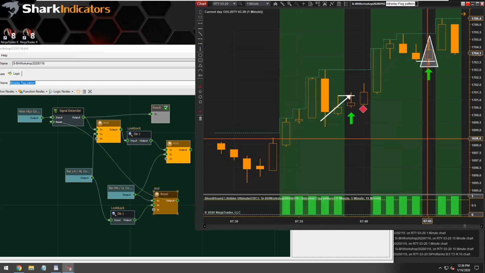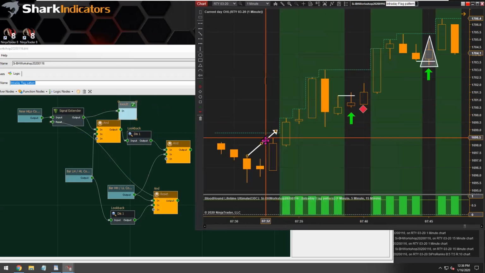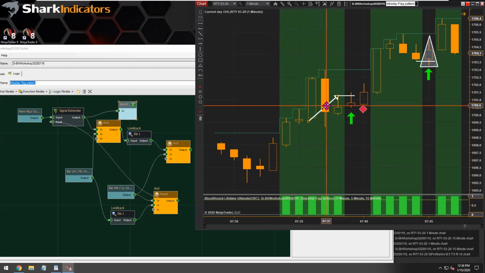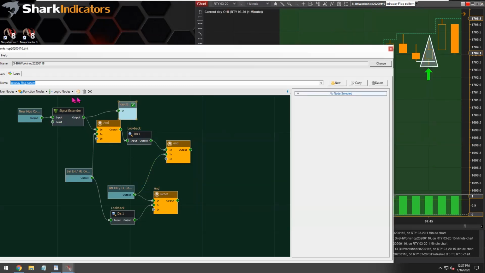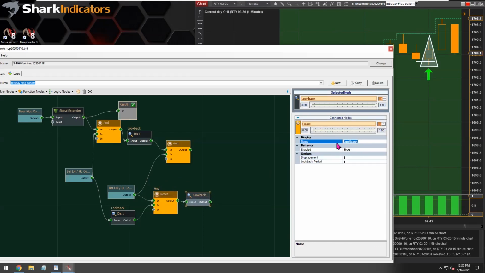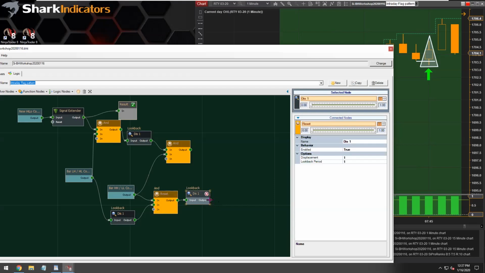So now I'm looking at the signal extender. When we look at it, we get new highs, and this signal extender is extending out until I need one more node. I need another displacement. So I need another delay here. So this reset signal, I need to delay it by one more bar. Let's connect that in. There we go.